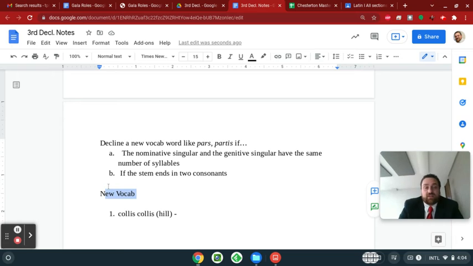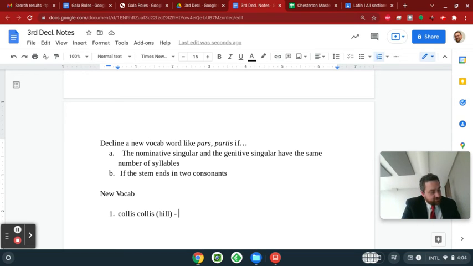But there's another reason. The other reason is that the stem ends in a double L, two consonants. So it would be an I stem even if they had different numbers of syllables. So sometimes words can be an I stem for more than one reason, for both reasons. But it only takes one reason for it to be an I stem. So if a word had the same number of syllables in the nominative and genitive, but it didn't end in two consonants, it would still be an I stem, or vice versa, it would still be an I stem. Okay?